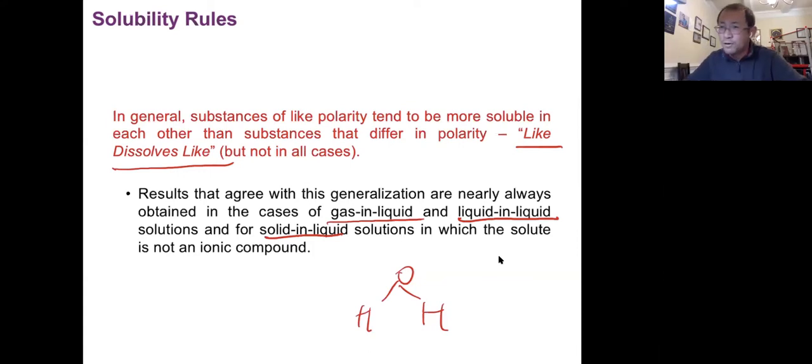Now, because water is polar, if I want to make oil dissolve, I need to find something non-polar. Can anybody give me an example of a non-polar solvent in your daily life? I don't want to give you fancy ones. In your daily life, which solvent do you think is non-polar? Anybody?